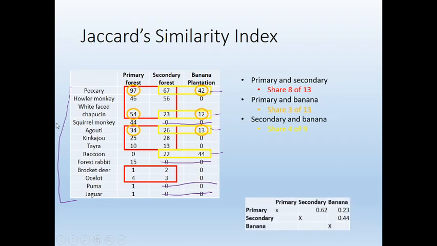And when we put all those numbers together, what do we get? When we compare primary and secondary, they share 62% of the species. Primary and banana share 23% of the species. Secondary and banana share 44% of their species. So what is this saying? Primary and secondary are most similar to each other. The banana and the secondary are then next most similar to each other, and primary and banana are farthest away from each other.